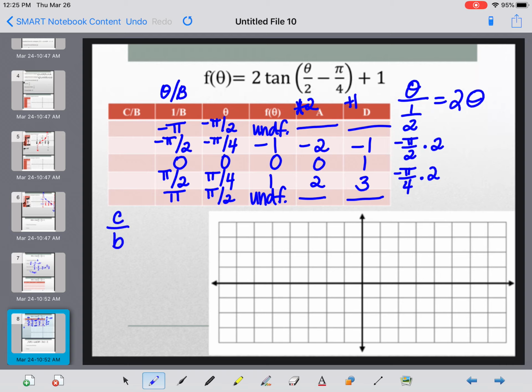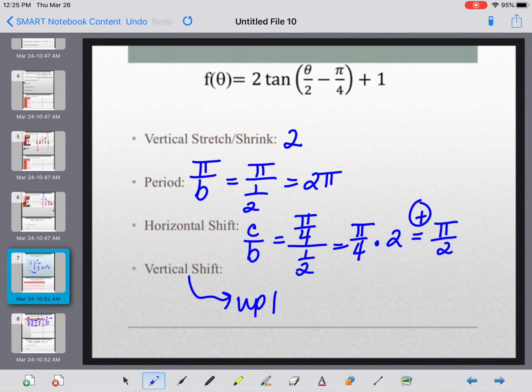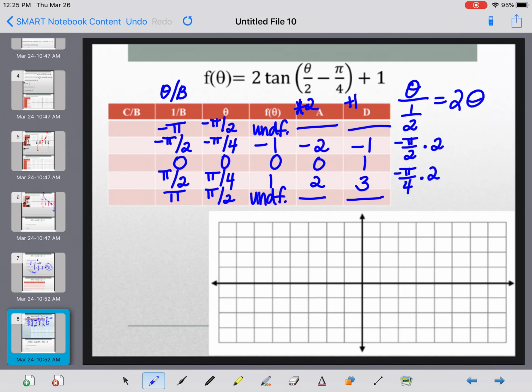All right, and then C over B, pi over 4. Oh, wait, we did this. Let's go back for a second. What did we get? We got positive pi over 2. All right, so we're going to add pi over 2 to each one.